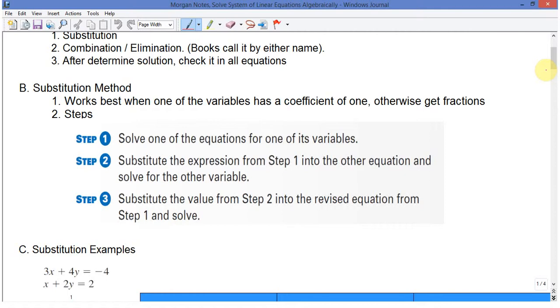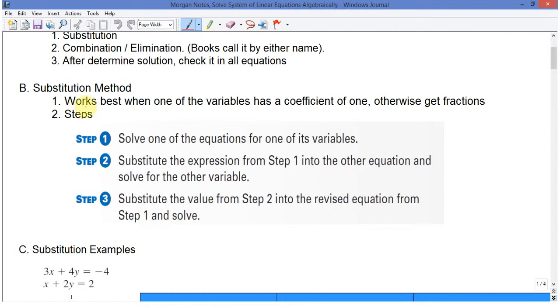One, you're going to solve for one of the variables of the equation. That means you're going to isolate one of the variables, like x equals or y equals. Then you're going to dump that variable back into the other equation and solve it, and that will give you the value of the variable. So we're going to see how that works.